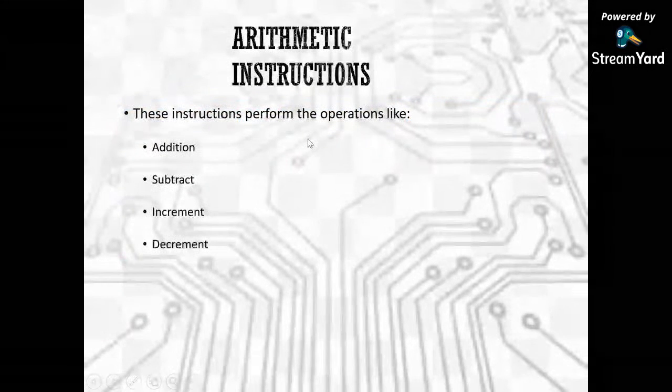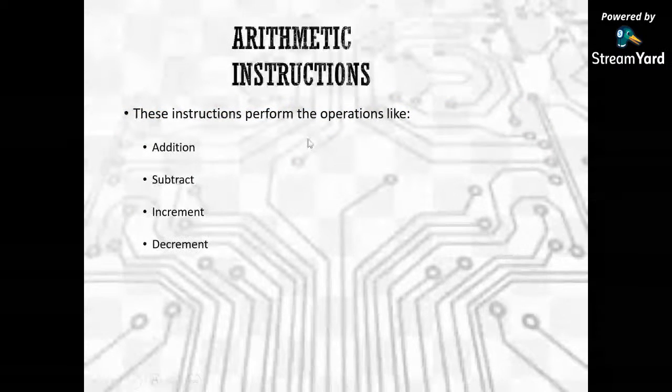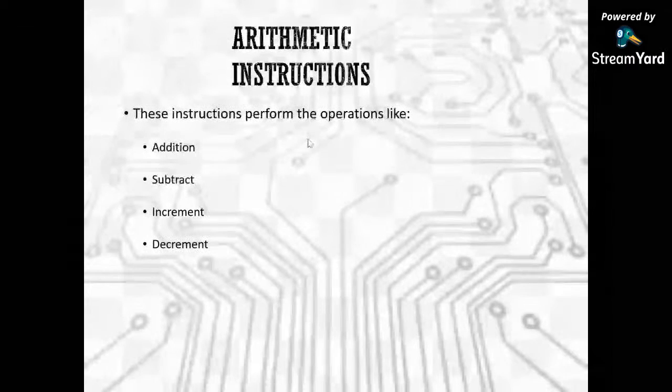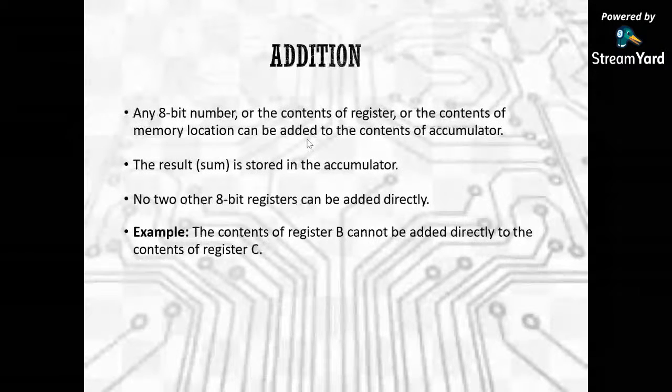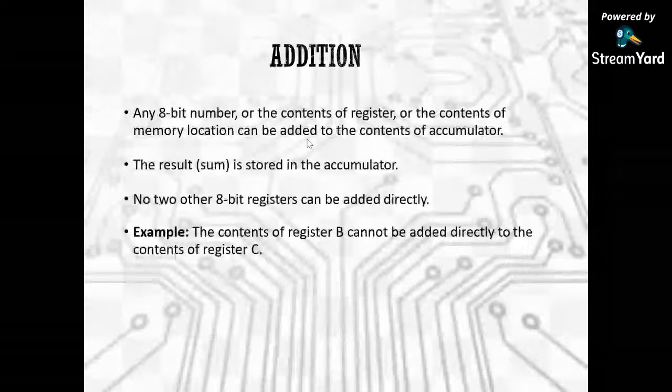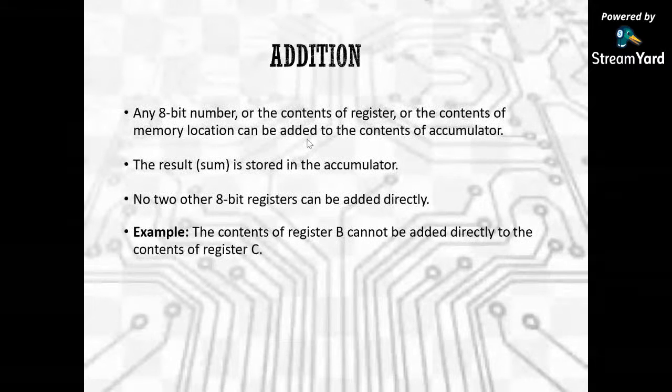So, after we already know how to store, how to transport the data, then we will move into the arithmetic instructions. So, these instructions will perform addition, subtraction, increment, and decrement. So remember that multiplication is actually addition, but it is looping addition, right? And division is the looping of subtraction. Okay.